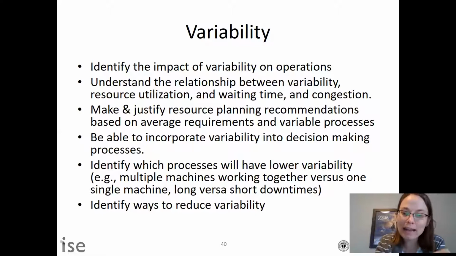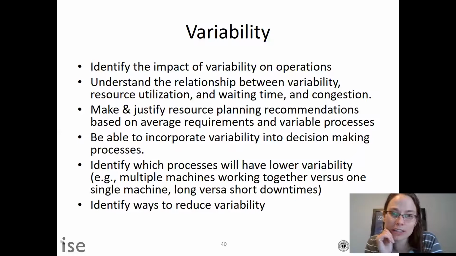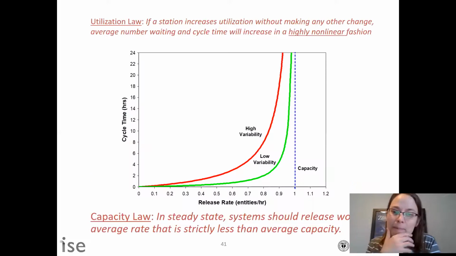If you're going to buy any resources or set up the labor, don't assume 100% utilization, because all processes have some level of variability. You should be able to identify which processes have lower variability versus which ones have high, and then identify ways to reduce some variability. There's more information on some slides that are coming up.